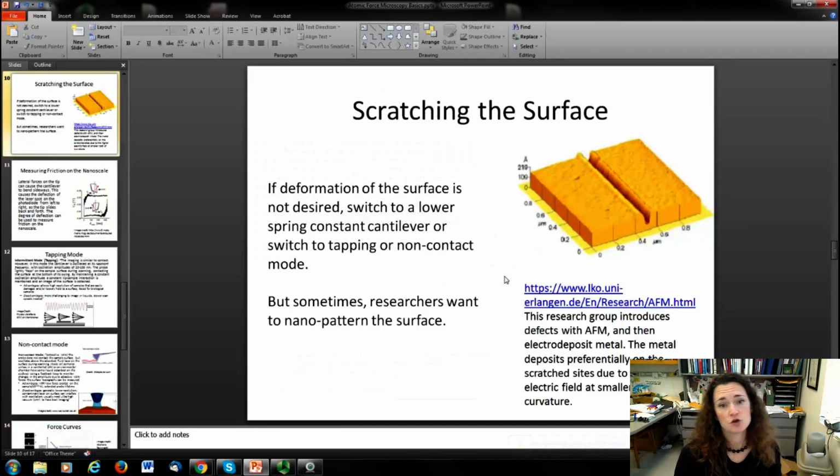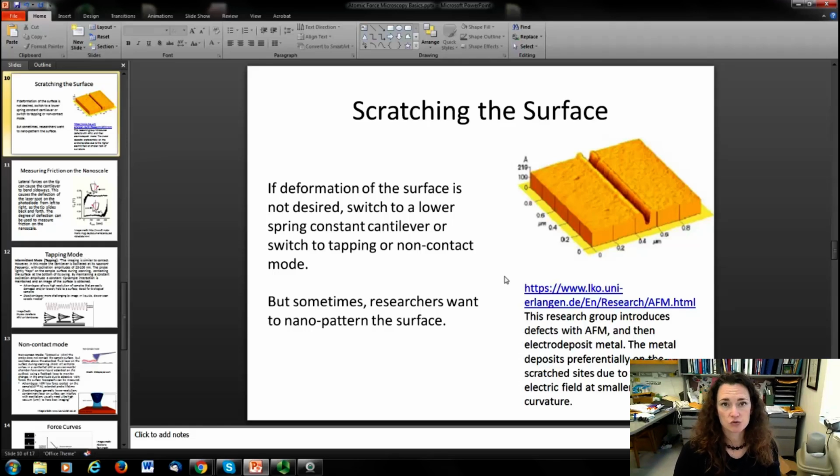Now, if you don't want to deform or scratch your surface, then you can stay in contact mode and switch to a lower spring constant cantilever because, of course, at a base Hooke's law, F is equal to kz. So if you switch to a lower spring constant, you're not pushing as hard. Or you can switch to one of the tapping or non-contact modes, and then that is less likely to deform your sample. However, sometimes, and this is worth mentioning, researchers want to scratch the surface for whatever reason.